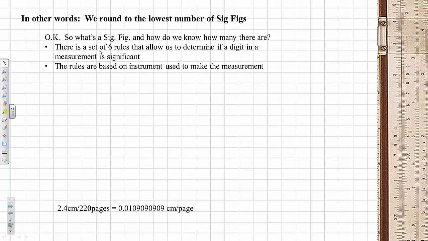Notice I say if a digit in a measurement is significant. These sig figs are always going to be from a measurement of some sort. It could be a length measurement that we'll be doing in lab, or it could be a volume measurement or a mass measurement. It could be some other scientific measurements like maybe pH. Could be even time or temperature. All right. And these rules are based on the instrument that's used to make the measurement.